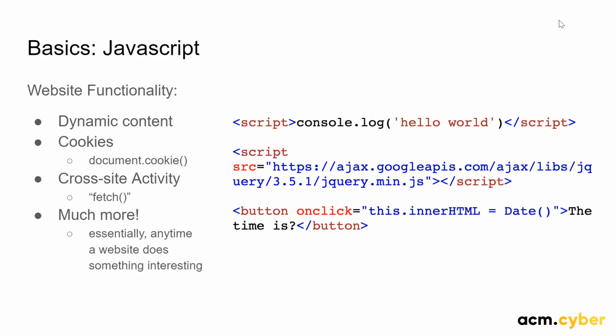And then also, without using the script tag, if you have something that generates an action, you say when that action happens, the JavaScript will run. So in this case, it's saying when we click this button, the inner HTML of this tag is going to change to the date. So originally it would say time is question mark, but when you click on the button, time is would change to whatever date it is when you click the time.